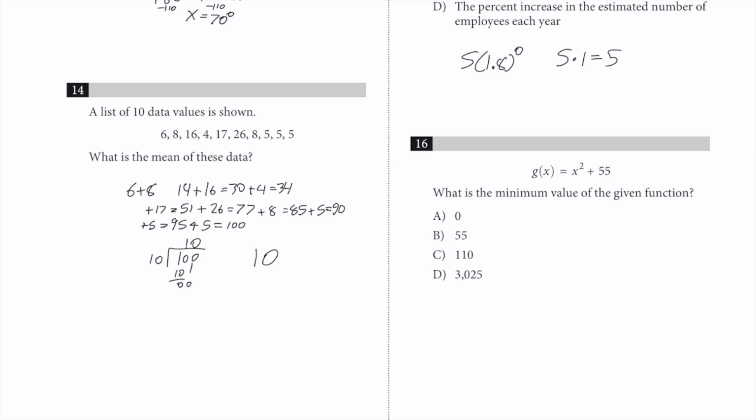Without further ado, let's get right into it with question 16. What is the minimum value of the given function? We have g of x equals x squared plus 55.